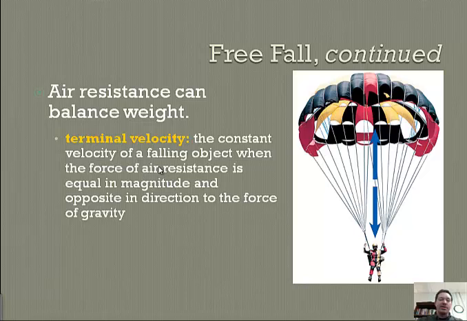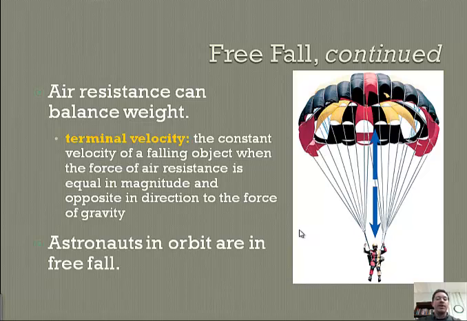We also experience terminal velocity in this parachute example. At a certain point, this parachuter is not going to accelerate anymore, so we're at a terminal velocity where the downward force is equal to the upward force. So it's just a constant velocity in that case.